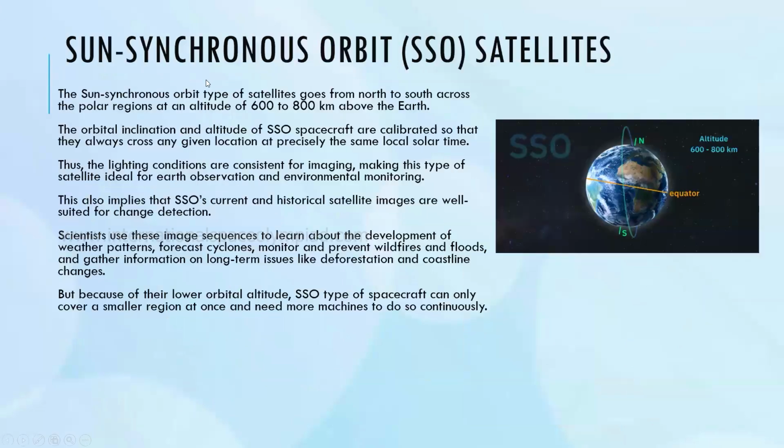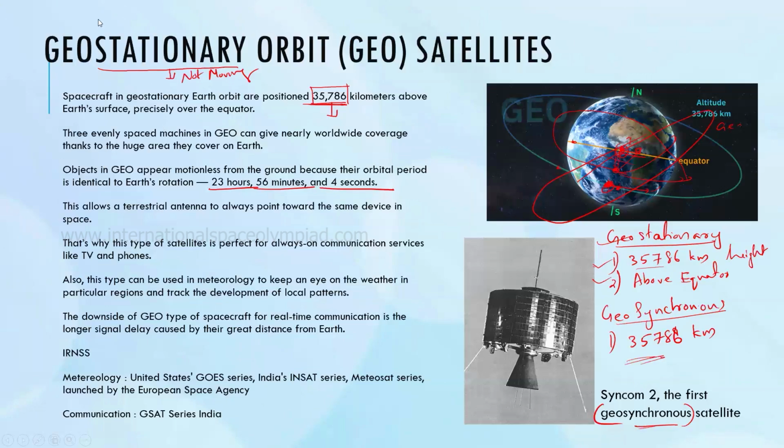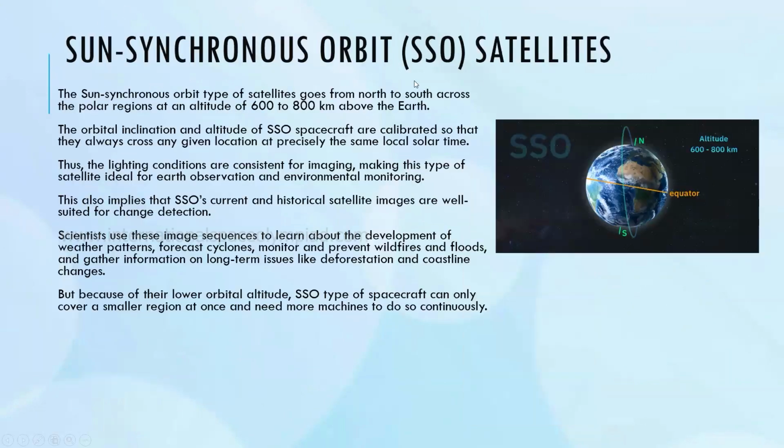Now there is one more orbit that is interesting. It is actually moving in a certain way, and that is why it has that name. It is in between, in the low Earth orbit region. It is the Sun synchronous orbit, SSO. SSO is a class of low Earth orbit, but it has a speciality. It orbits at a height of 600 to 800 kilometers above Earth, and the orbital inclination and altitude of SSO are calibrated so that they always cross any given location at precisely the same local solar time.